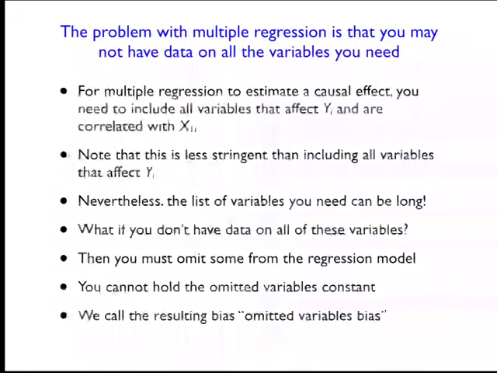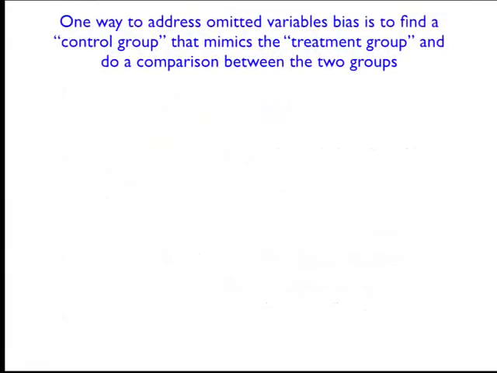So given that we have the potential omitted variable bias in a lot of observational data sets, we need to come up with ways to try to at least address it. And so one way, or really a very generic way that gets operationalized in many different ways, is to essentially find a control group that mimics the treatment group as closely as possible, and then do a comparison between those two groups.